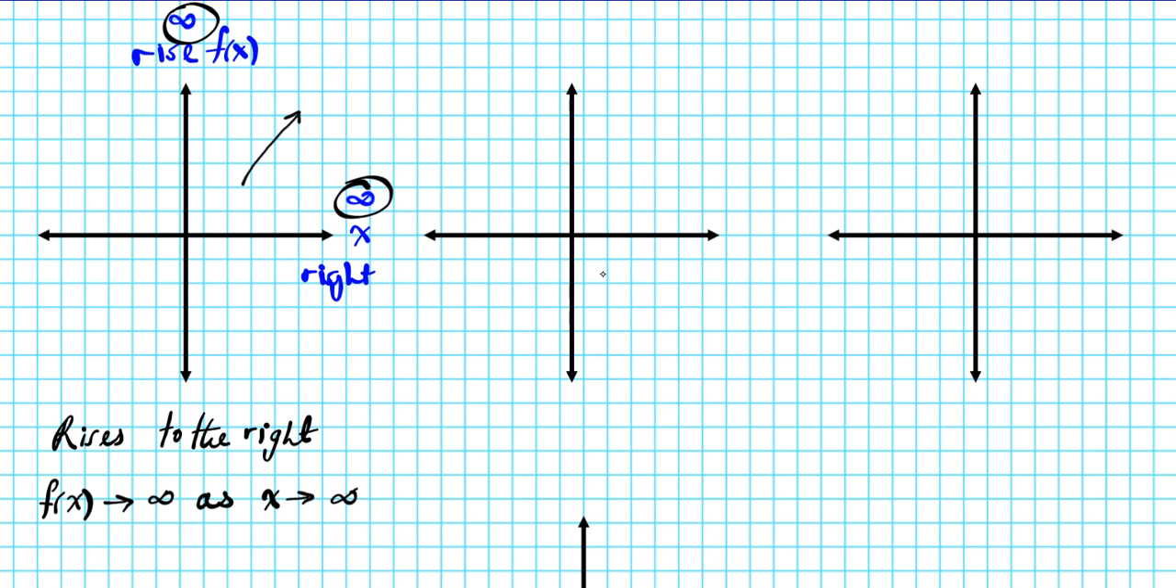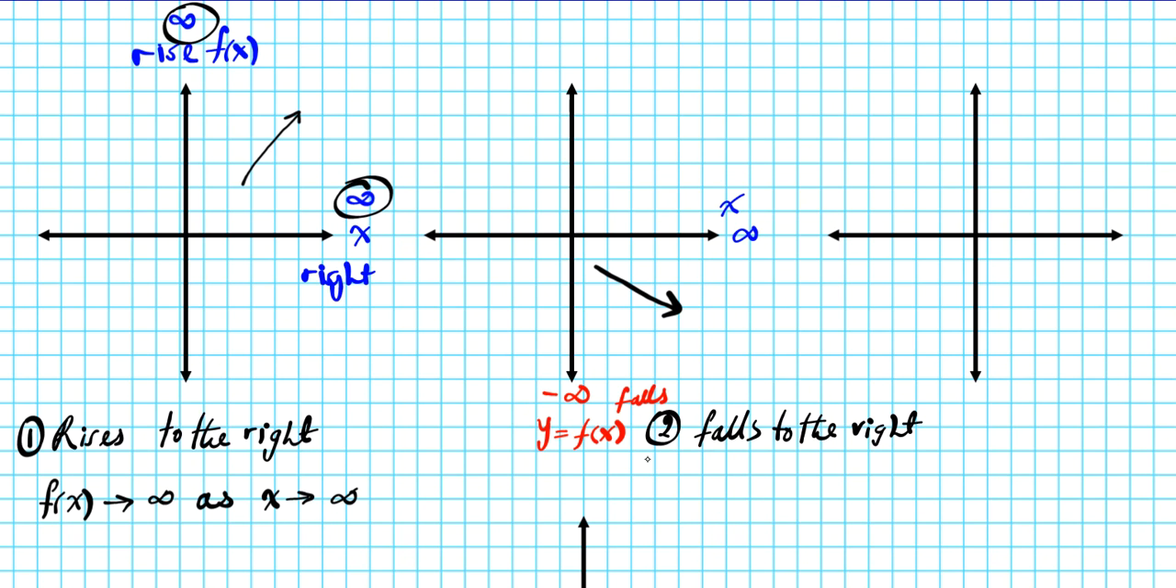What if you were falling to the right? So we have positive infinity on the right end for x, and we have negative infinity for the function y equals f of x. This means falls. So this is case 1. In case 2, what you have is that the polynomial falls to the right.